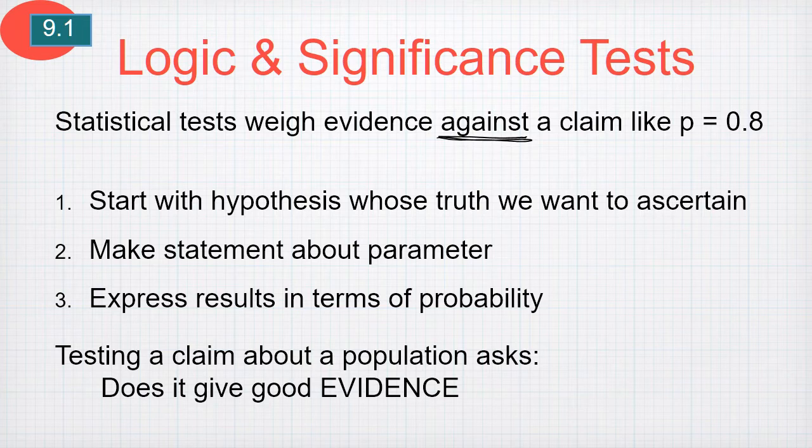So another way of saying that is, if we took many random samples and the claim were true, we would rarely get a result like XYZ. So in order to get a numerical measure of how strong the sample evidence is, we're going to use some probability.